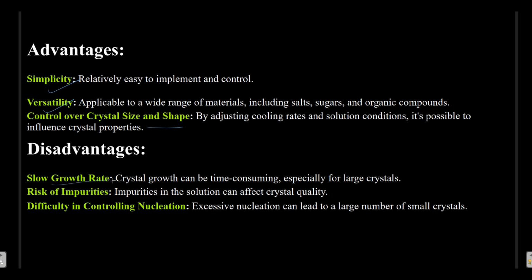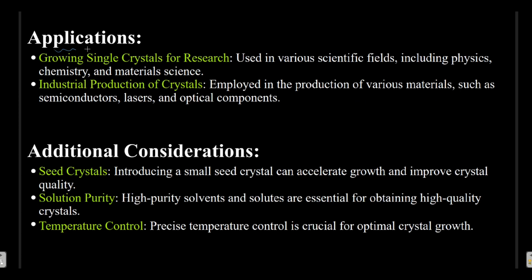Now, disadvantages are slow growth rate, risk of impurities, and difficulty in controlling nucleation. You can just pause the video and read this. These are very simple points. You can easily understand it. Okay. Now, similarly, there are certain applications of this method. They are growing single crystals for research. This method is very useful for growing single crystals for research in physics, chemistry, material science, etc. Similarly, industrial production of crystals, that is when crystals should be produced in industry, this method is very useful.